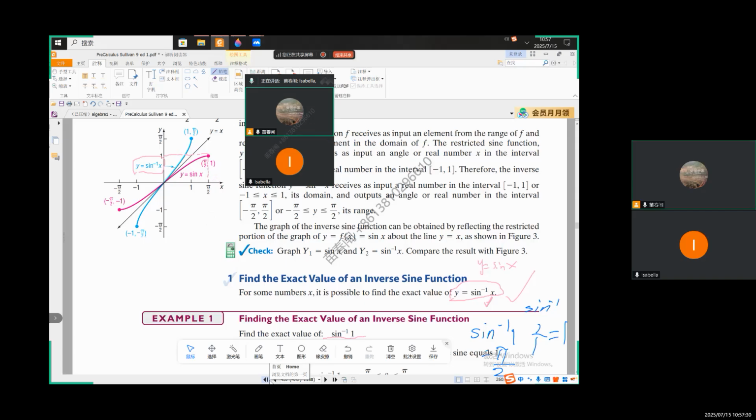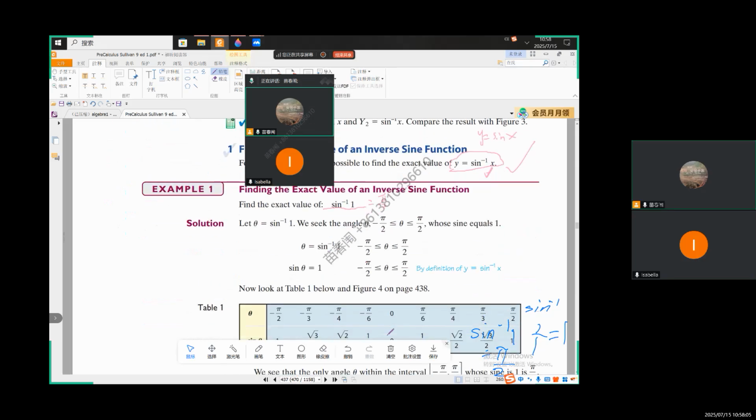So this is using the sine function to find it. Or I can use my inverse function. I can find that when x equals 1, my y is pi over 2. Does that make sense? These two are symmetrical points. So now I can just say this is pi over 2. What sine value is 1? You say pi over 2.